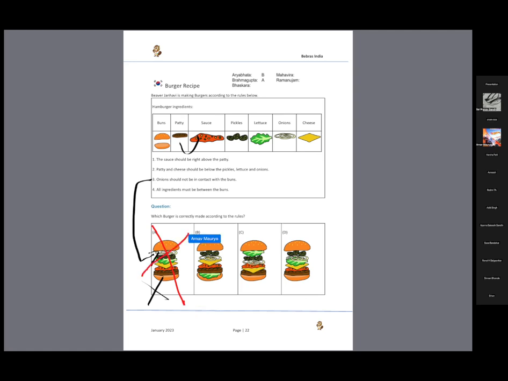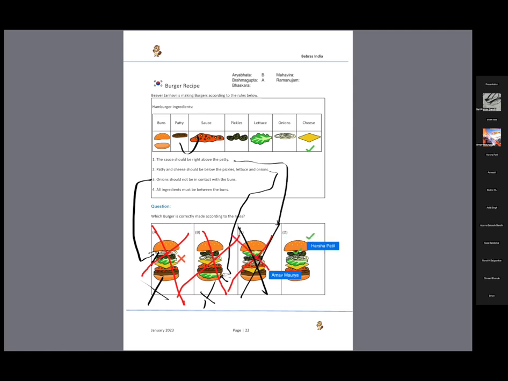Then the second one, the lettuce is under the patty and the other ingredients. So it is not following rule number 2. So it is also cancelled. In C, the sauce is above the cheese, not above the patty. So it is not following rule number 1. So the correct answer that is left will be D.